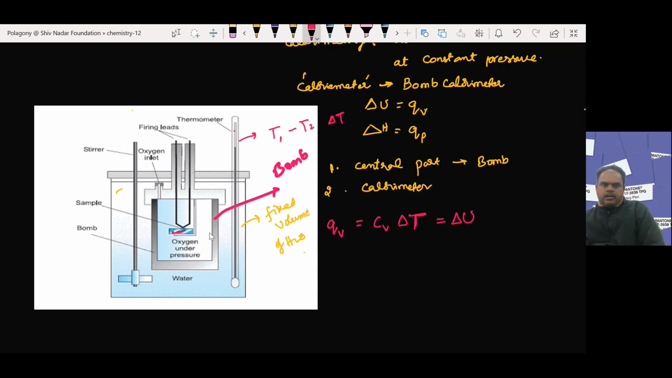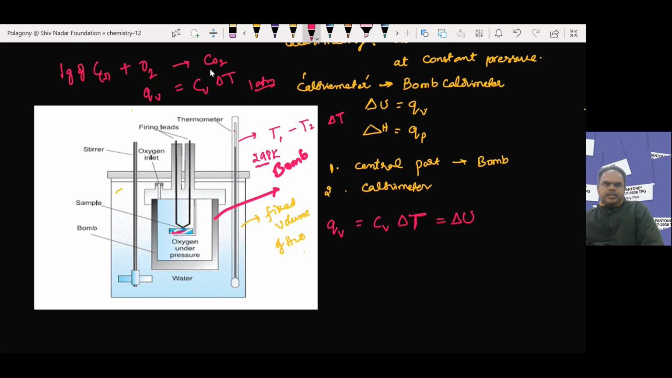Let me take one example. If 1 gram of solid graphite is burnt in this bomb, in this combustion chamber, with the help of these firing leads and in the presence of excess oxygen, for complete combustion to form CO2, then the heat change at constant volume, QV, is equal to CV into delta T. The initial temperature T1 is, for example, 298 Kelvin, at 1 atm or 1 bar pressure.